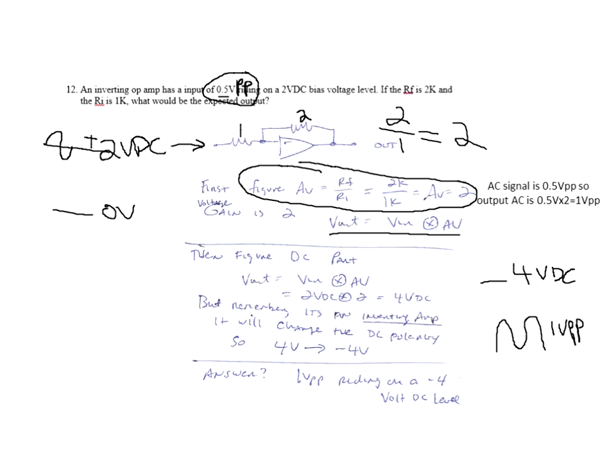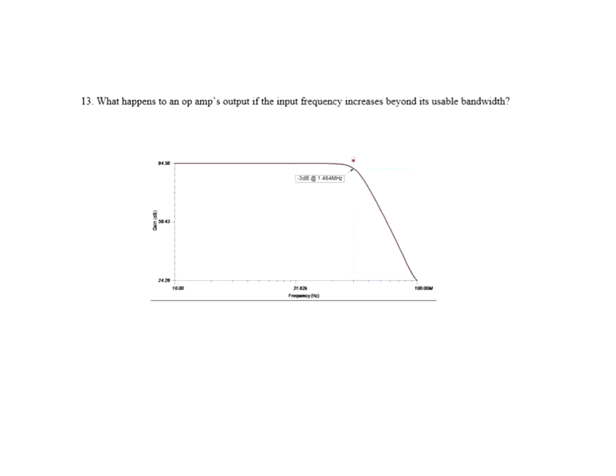So this would be my answer. I'm going to have a 1 volt peak to peak wave and a negative 4 volts DC coming out because I'm amplifying 2 signals at the same time. Very, very common with an op-amp.